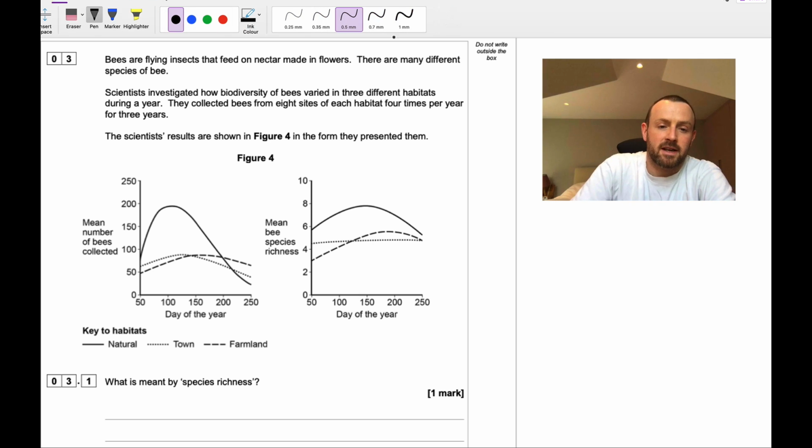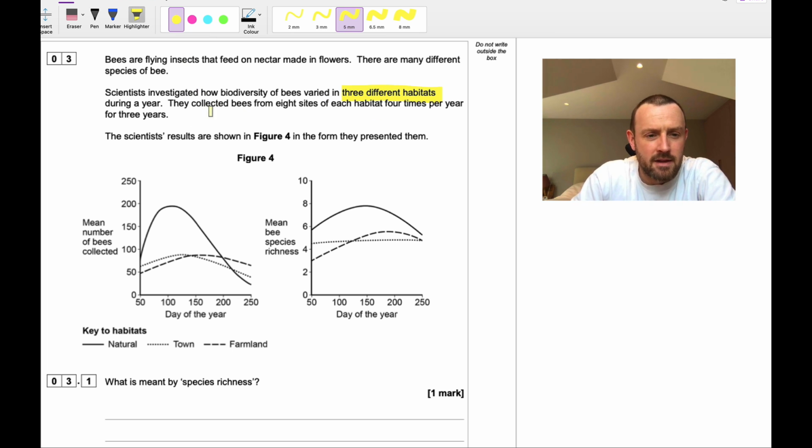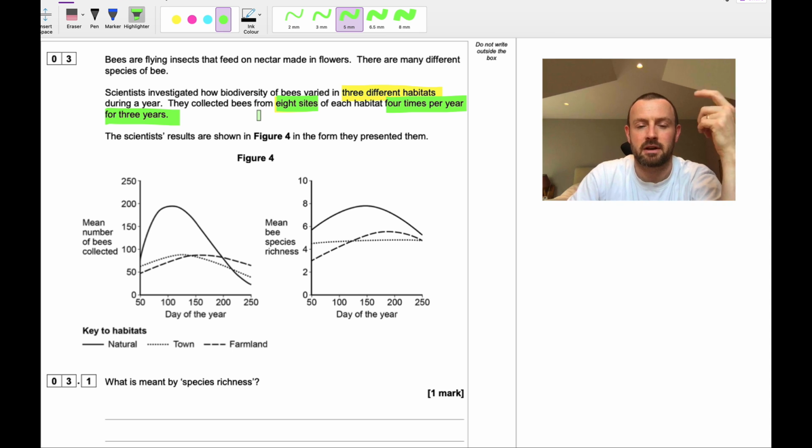So it says, bees are flying insects that feed on nectar made in flowers. Many different species of bees. Scientists investigated how biodiversity of bees varied in 3 different habitats during a year. Here's the important stuff. Okay, so 3 different habitats, and they collected bees from 8 sites of each habitat 4 times per year. This looks interesting. Okay, 8 sites of each habitat 4 times per year for 3 years. So that kind of gives us an idea of the number of repeats.